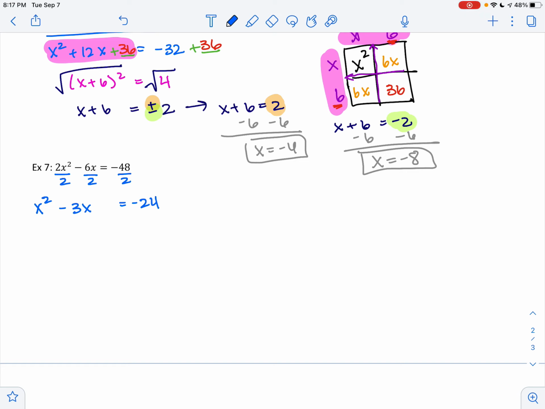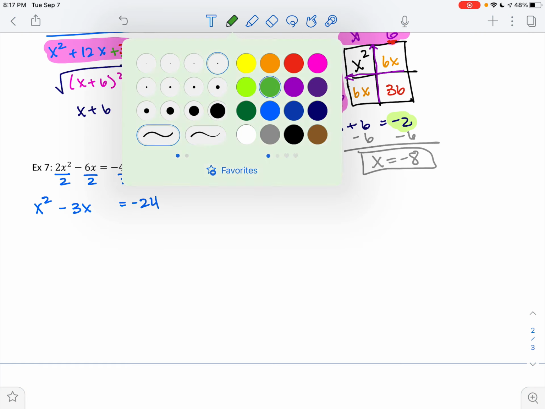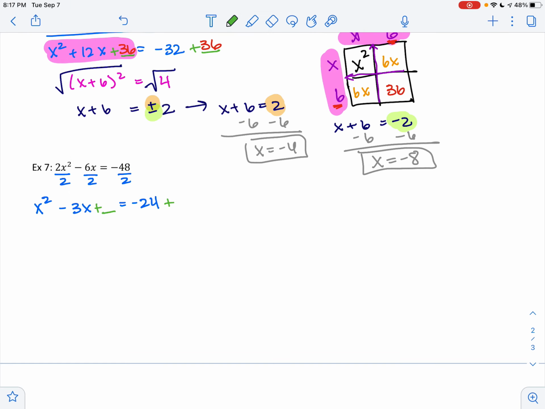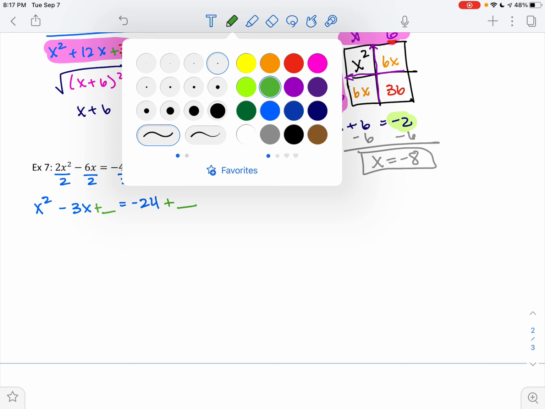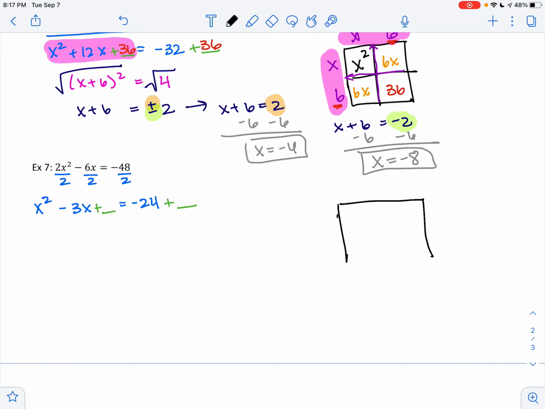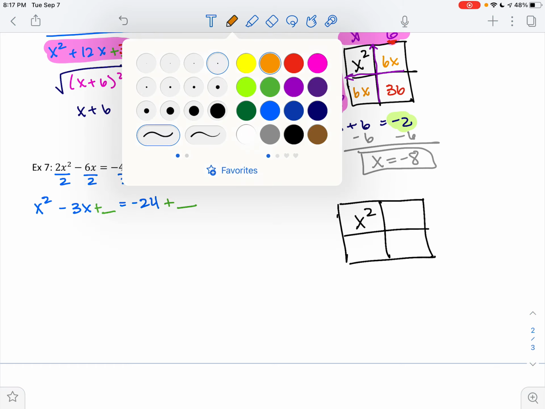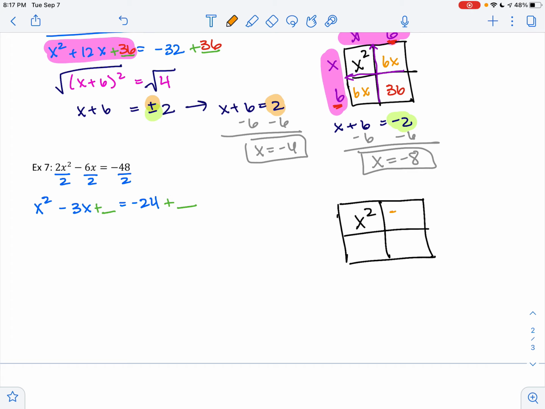So now we have our variables on one side and our constant on the other, and our square term has a coefficient of 1. So now we are ready to set up our blanks. So plus blank, plus blank. Now we can go ahead and complete the square. First term goes in the first box. We want this shape to be a square and not a rectangle, so I need to cut this into 2 even pieces. Negative 3x divided by 2 would just give me negative 3x over 2.